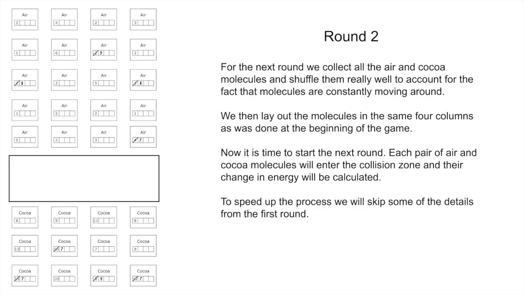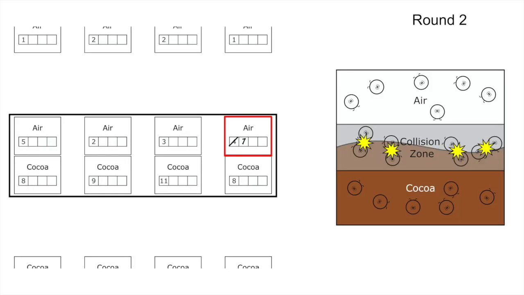Now that we've completed the first round of cocoa collisions, it's time to move on to round 2. We'll first collect all the air and cocoa molecules and shuffle them really well to account for the fact that molecules are constantly moving around. We then lay out the molecule cards into 4 columns, just as we did at the beginning of the simulation. Once again, we'll start the round by moving each pair of air and cocoa molecules into the collision zone to calculate their change in energy. To speed up the process, we'll skip some of the details from the first round. A quick note before we get started. Notice that even after shuffling the cards, one of the air molecules from the previous round ended up in the collision zone again. It is okay that this happens.